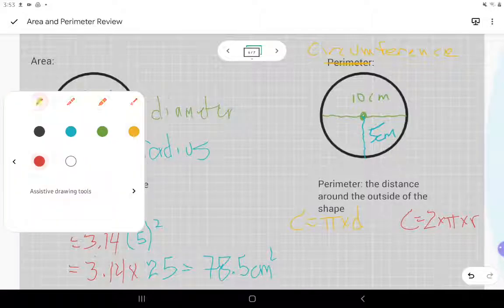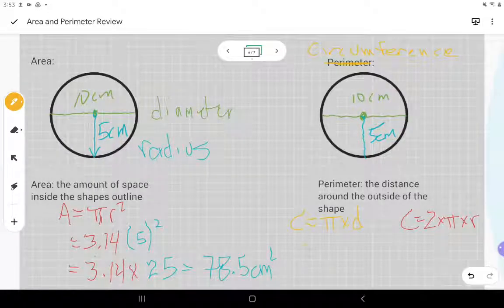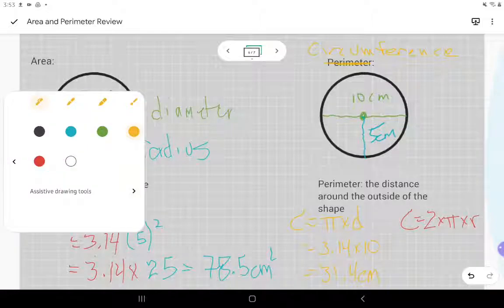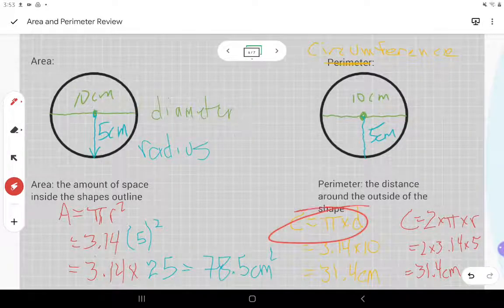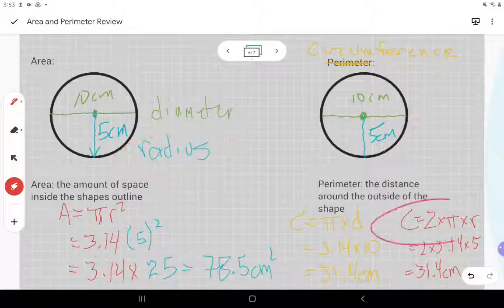My recommendation is, if you are given the diameter, use the diameter and go 3.14 times 10 to get a circumference of 31.4 centimeters. If you are given the radius, use the radius, and I go 2 times 3.14 times 5. 2 times 3.14 is 6.28, and 6.28 times 5 also gives 31.4. So it does not matter which one you use, both will work. My recommendation is, if you're given the diameter, use it with this formula. If you were given the radius originally, use it with this formula. If you're given both, pick your favorite. And there's circles.